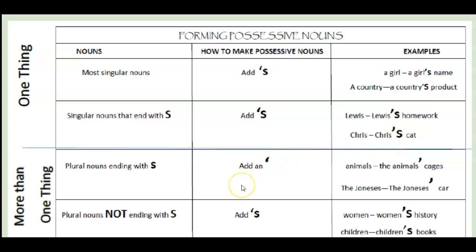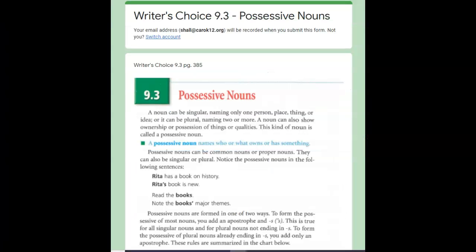The different one is if it's a plural that ends with an S. You're only going to add the apostrophe. Animals, animals' cages. The Joneses, the Joneses' car. If you have a plural noun that does not end with an S, you still add apostrophe S. So most of these, apostrophe S, apostrophe S, apostrophe S. The only difference is if it's a plural noun that ends with an S. So let's move on here.